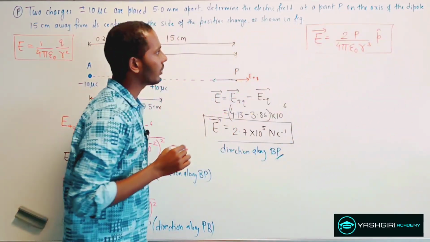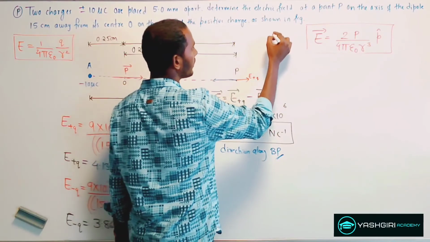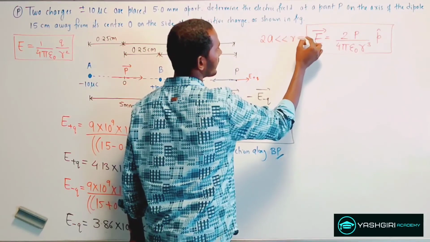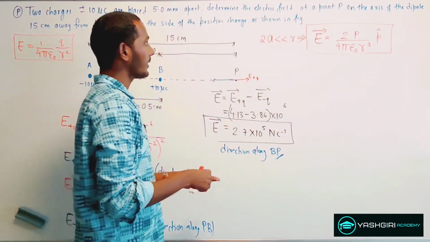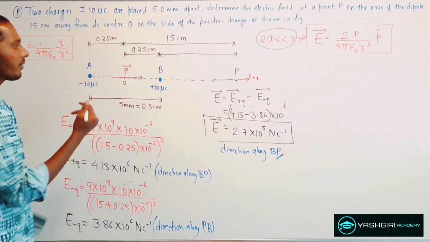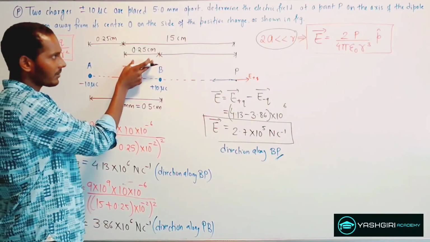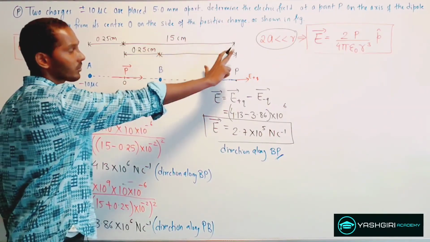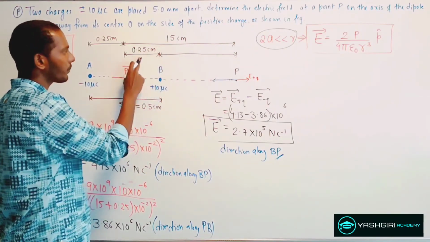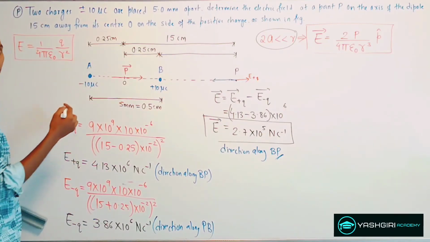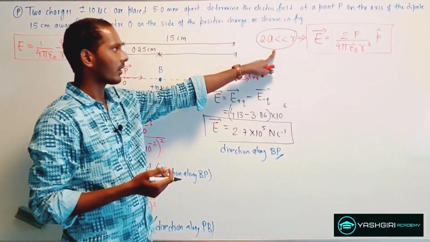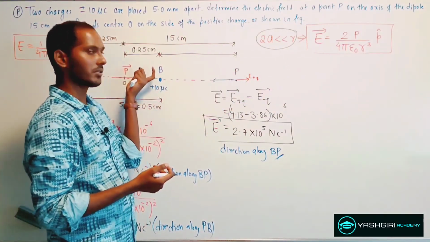And this is a relation wherein we consider a short dipole. That is, here we say that 2a is very, very less than r, then we get this relation, correct? So this is the condition for this relation. And here it's fine to use that relation because this is 0.25 centimeters, and the distance at which we are measuring is 15 centimeters from this point. If I just divide 15 by 0.25, that will give me a ratio of 60. So I can say this is a condition that it is obeying, that r is very, very large compared to this distance of separation.